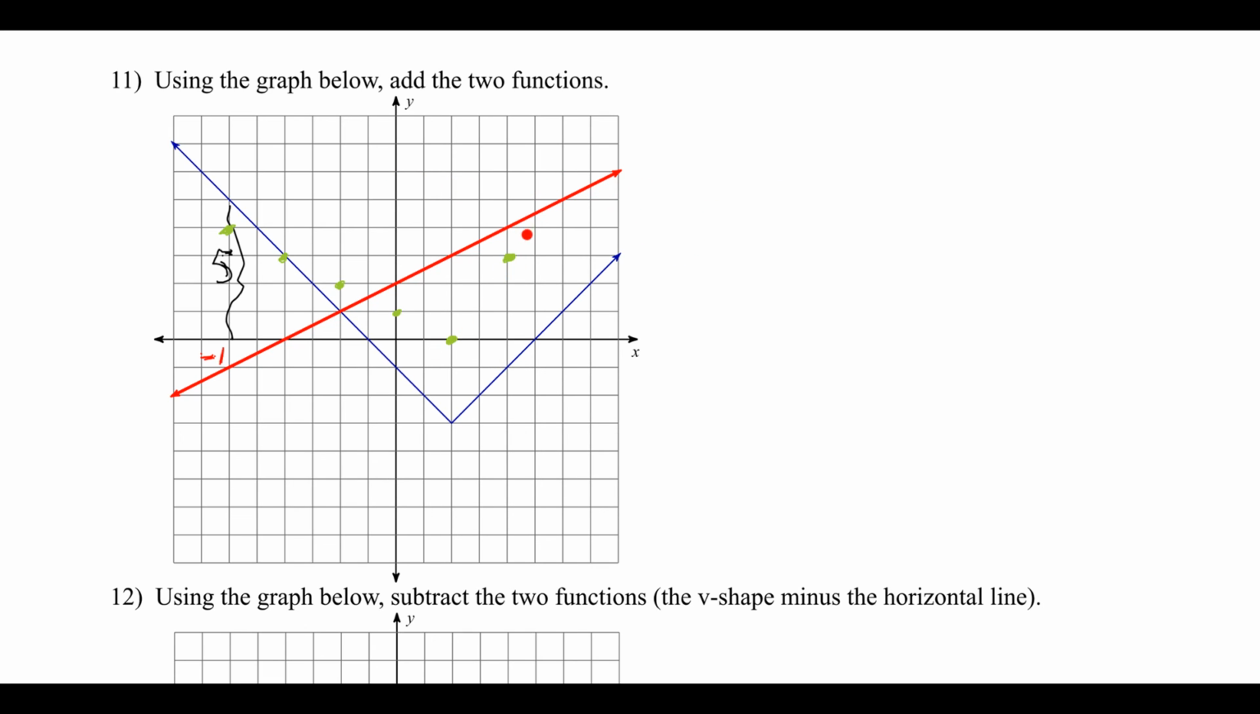So let's do one more. The red graph is 1, 2, 3, 4, 5. This length is 5. The blue graph is 1. And we're adding, so +5 plus +1 is +6, which would be up here. Everything makes sense because that's where it should be, because it's looking like this.